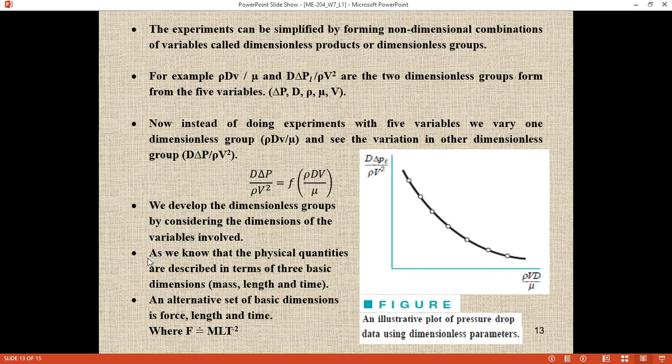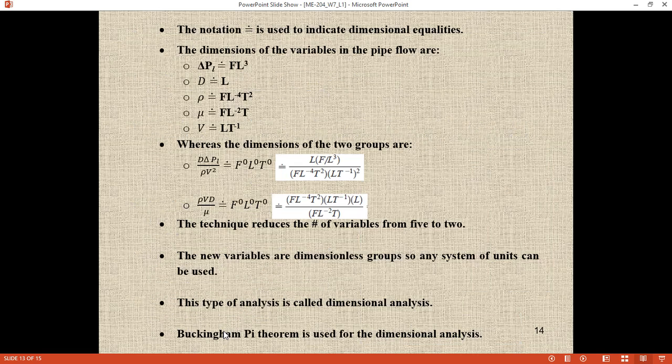As we know, physical quantities are described in terms of three basic dimensions: mass, length and time. Normally we use these three basic terms, and temperature and current are used based on the phenomena and the cases. An alternative set of basic dimensions is force, length and time: the MLT system and the FLT system. The notation is used to indicate dimensional equalities, so for dimensional homogeneity or equalities we use this symbol.